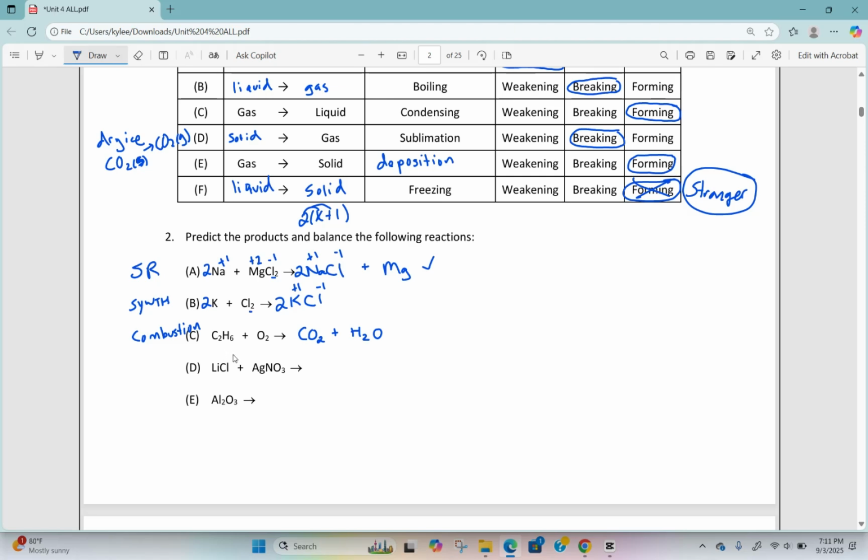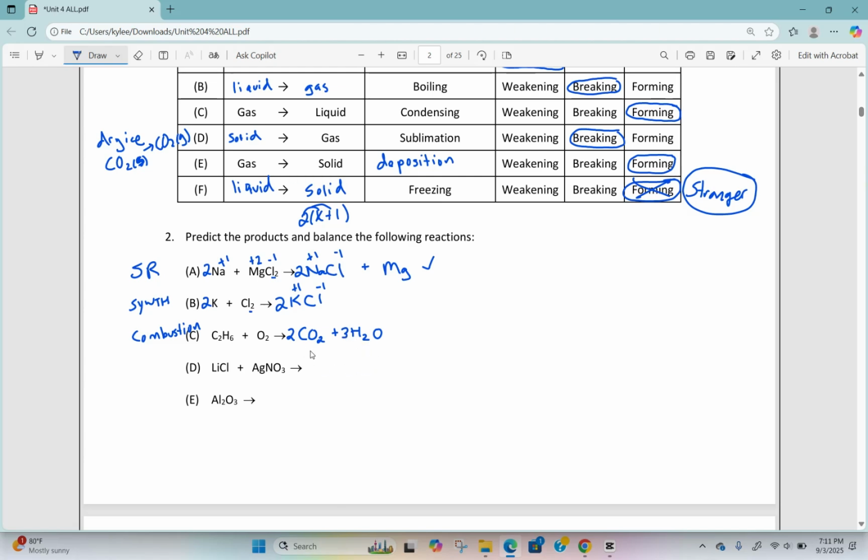For combustion reactions, they're a little tricky to balance. I like to work left to right. When I balance combustion reactions, I notice I have 2 carbons on the left, so I'm going to start out by putting a 2 here. I'm going to do hydrogen next. I have 6 hydrogens, so I put a 3 here, and that gives me my 6 hydrogens.